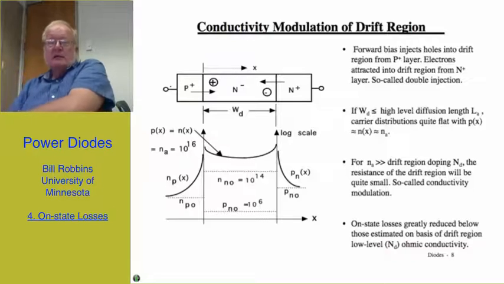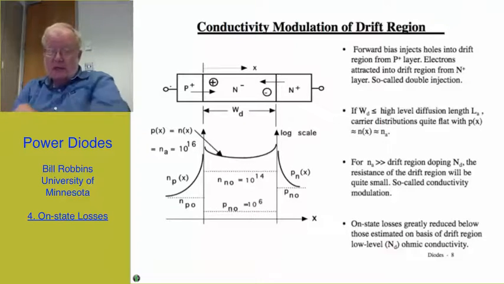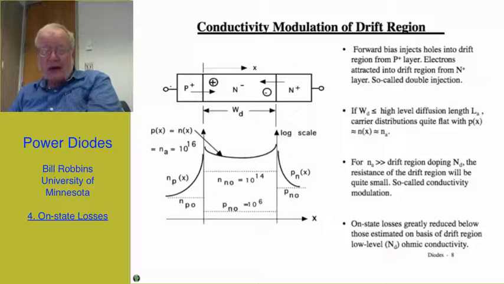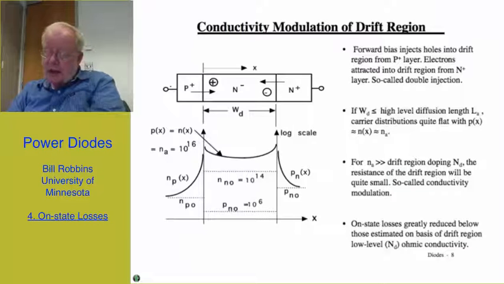So the question is, won't the losses in our device, the ohmic losses, be so high that we will burn the devices out? The answer would be yes, except for the fact that we can make use of a mechanism called conductivity modulation of the drift region. You'll recall that a forward bias p-n junction means that we are going to be injecting excess carriers across that metallurgical junction. Holes from the p-type region into the drift region, and from the n+ region will inject electrons into the drift region, so-called double injection.